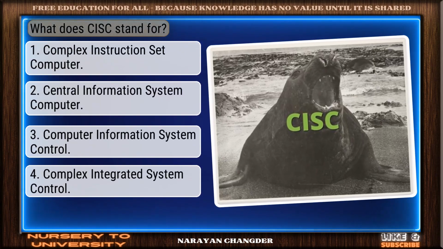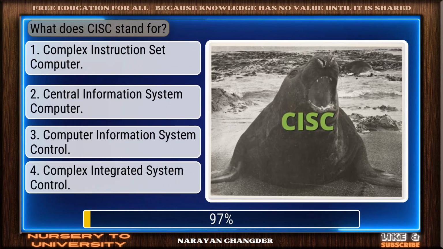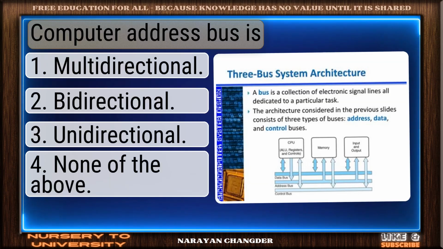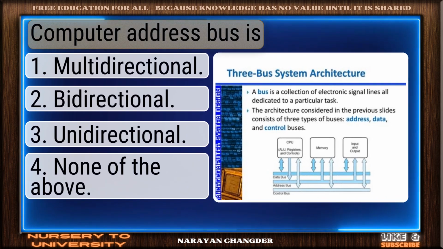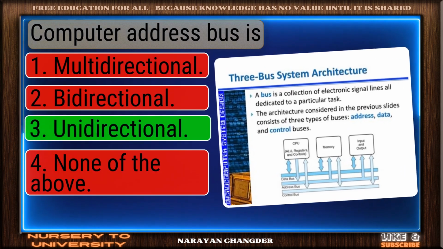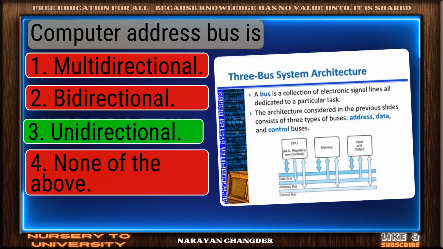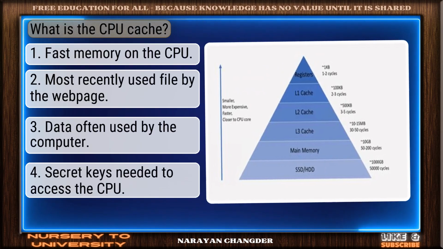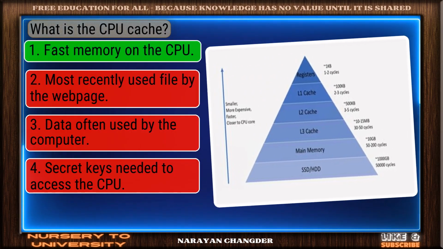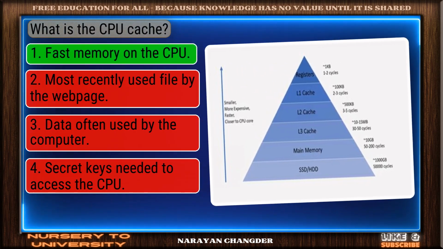Question number 73. What does CISC stand for? Bravo. Complex Instruction Set Computer is the answer. Question number 74. Computer address bus is? Nice selection. Unidirectional is the correct and valid answer. Question number 75. What is the CPU cache? Clear logic. Your choice, fast memory on the CPU, is sound and 100% true.